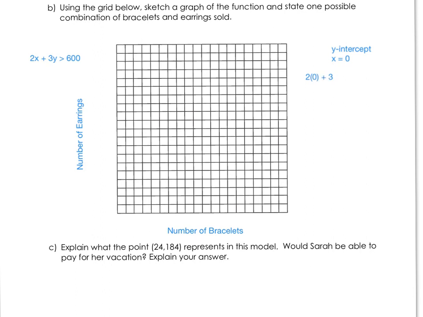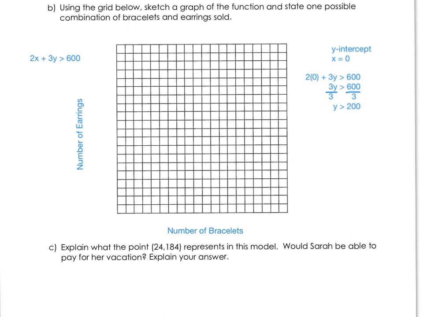And remember I talked about you might realize that that means that that's going to be gone, but I'm just going to write it in case you need to see it. But in the next line, the 2 times 0 is just 0. So I have 3y is greater than 600. And then to solve for y, I just divide by the 3. And when I divide 600 by 3, I end up with 200.